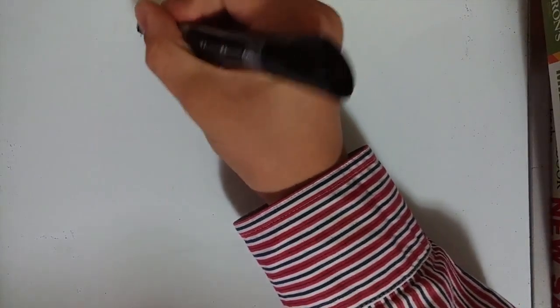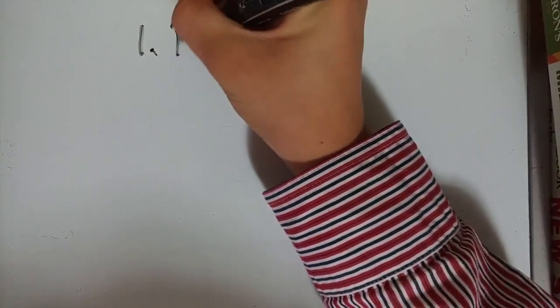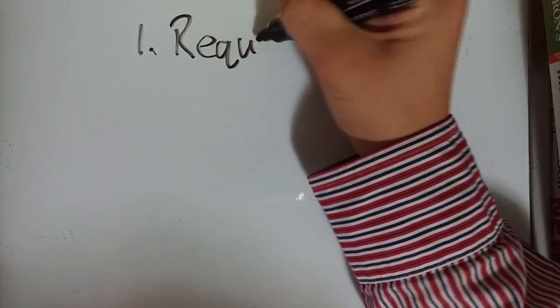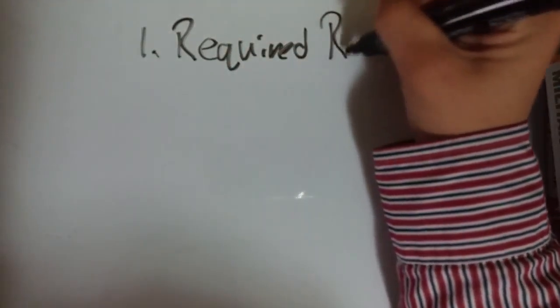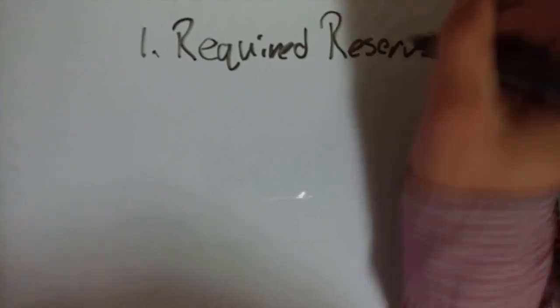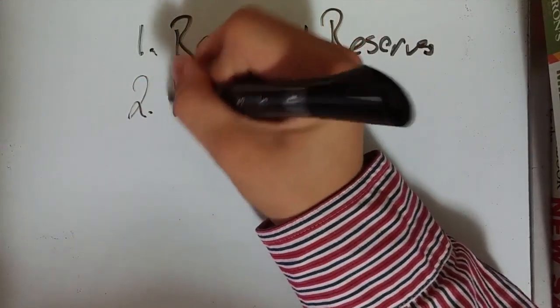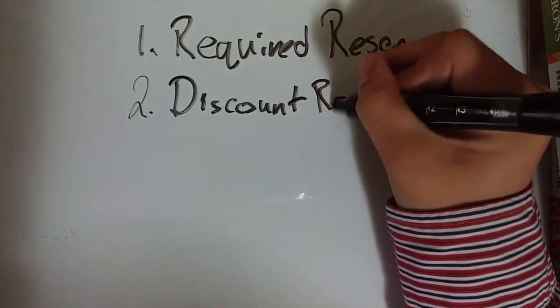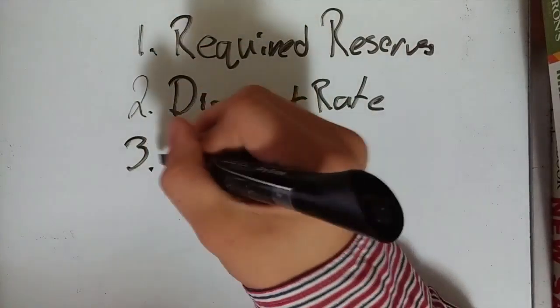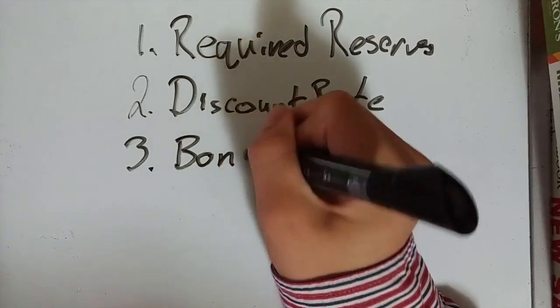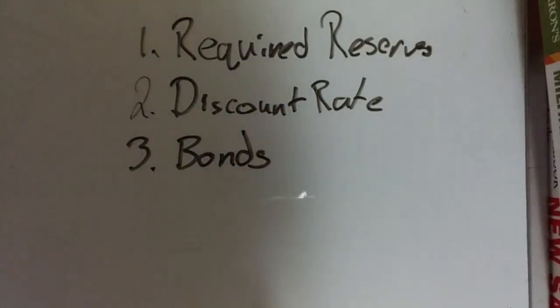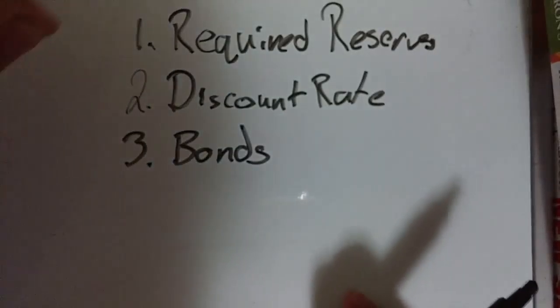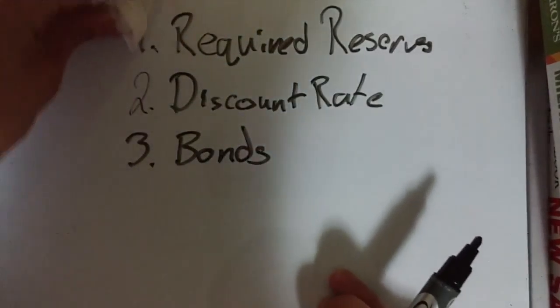So, there are three main Federal Reserve policies. Number one, we have the required reserves. Number two, we have our discount rate. And number three, bonds: the purchasing and selling of bonds. So, how does each of these affect that graph I just showed you? Required reserves. Let's go over that first.